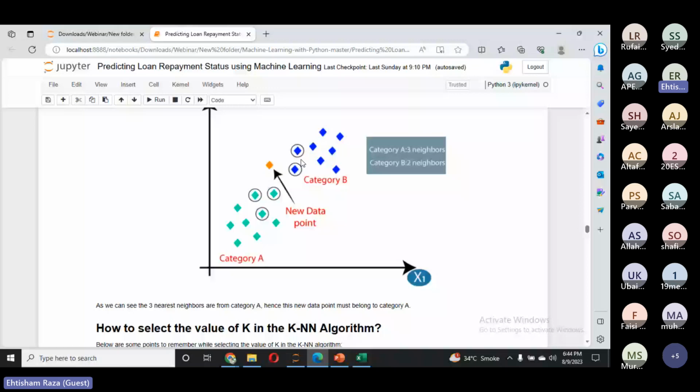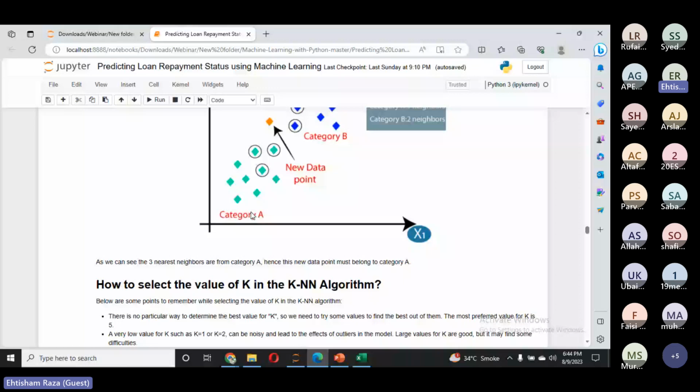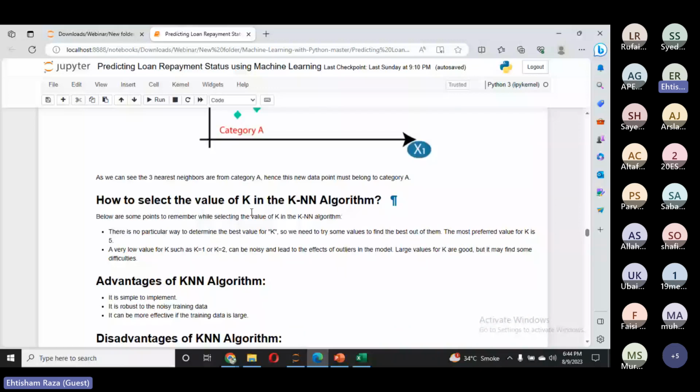But how many neighbors to consider is not certain. This is a problem you can identify by using different techniques. We have different techniques to find out how many neighbors we have to consider. There is an algorithm called the elbow method, which helps you find out how many neighbors you have to consider.